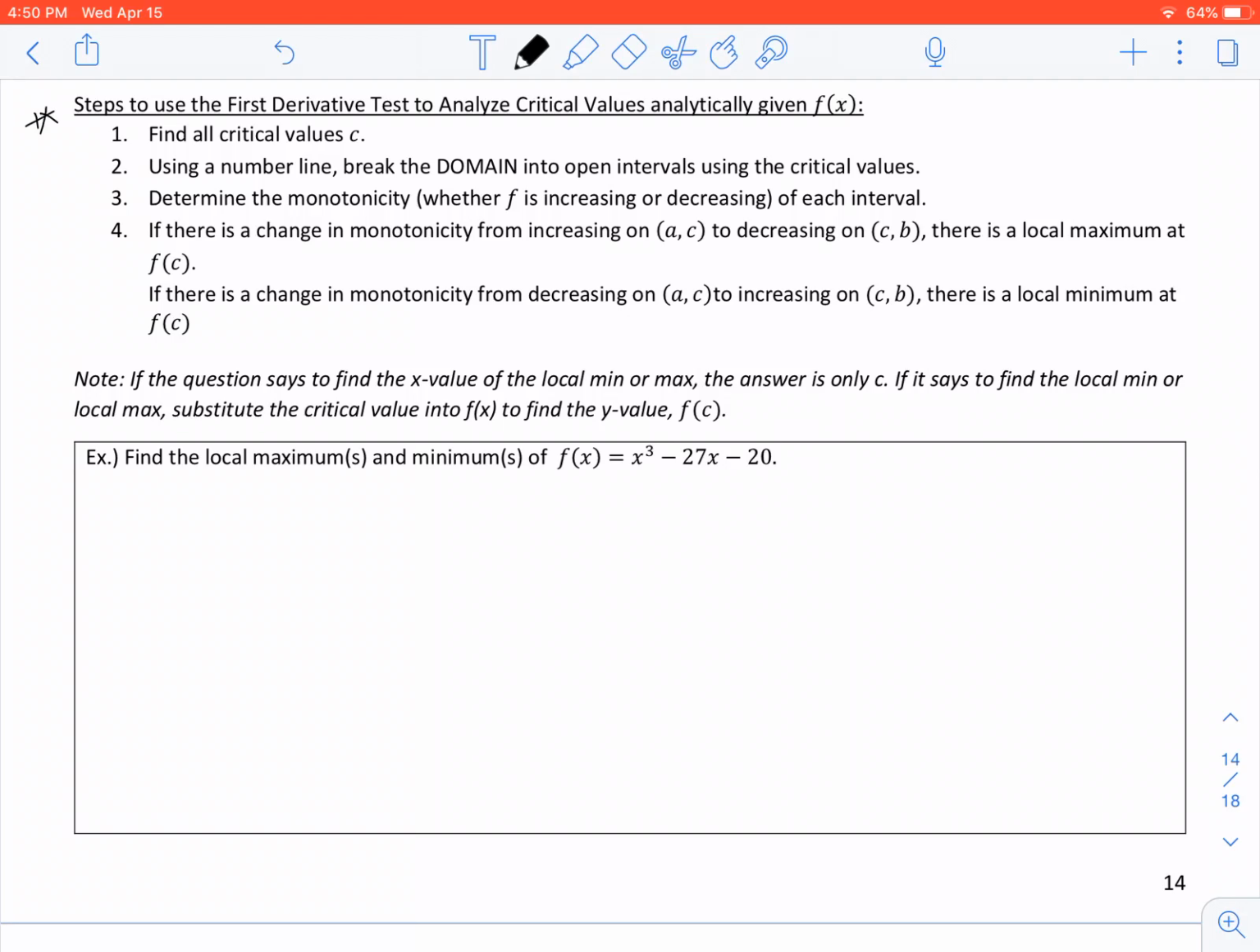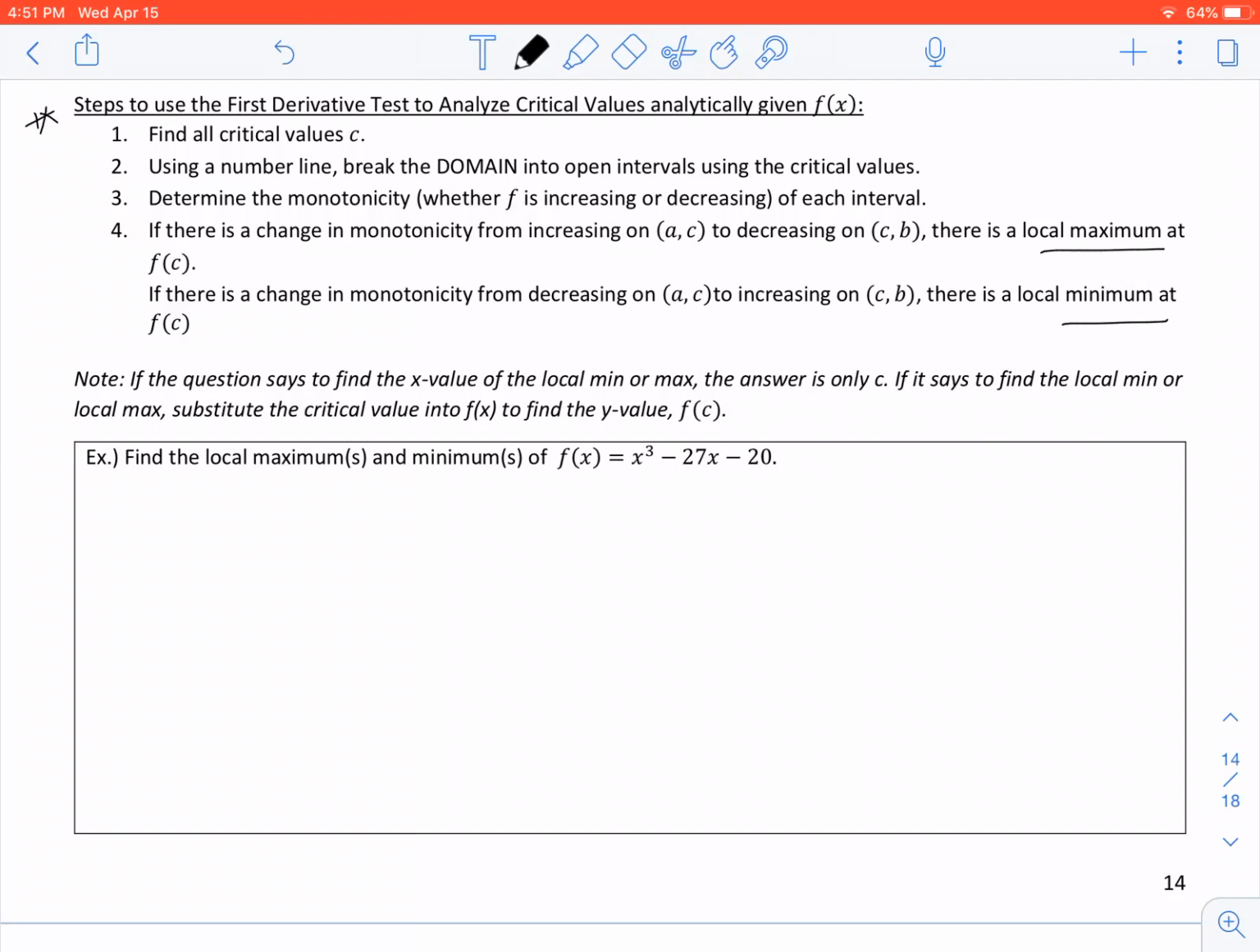Step 4, if there is a change in monotonicity from increasing on the interval to decreasing on the next interval, there is a local maximum at f of C. And if there is a change in monotonicity from decreasing to increasing, there is a local minimum, just like what we have up above. Note, if the question says to find the x value of a local min or max, the answer is only C.